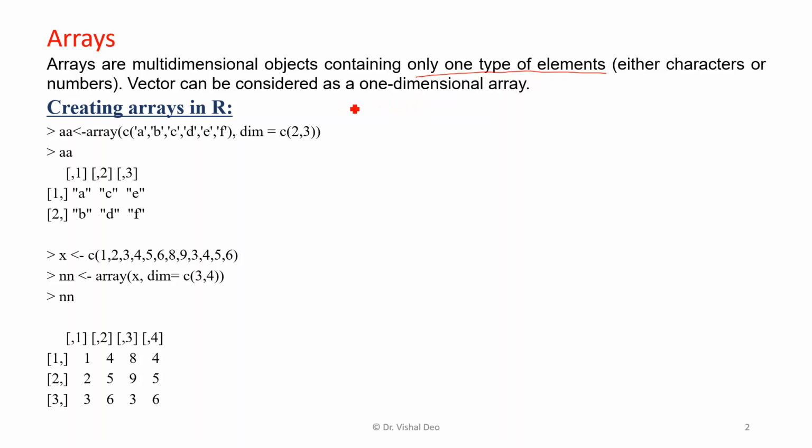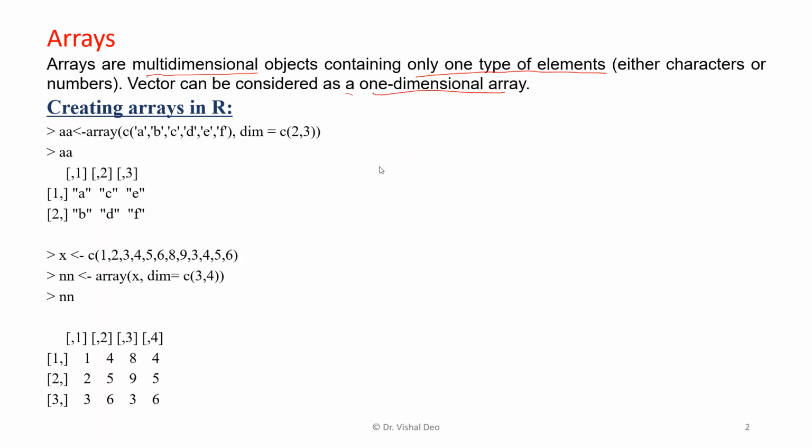The difference is that arrays are basically multi-dimensional. That is, there are two or more than two dimensions in an array. So it can be considered as a collection of vectors. So a vector can actually be considered as a one-dimensional array, right?